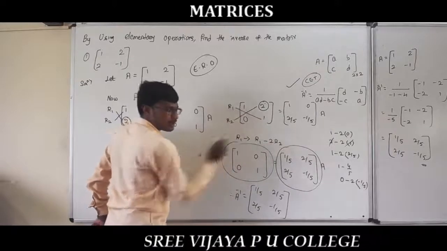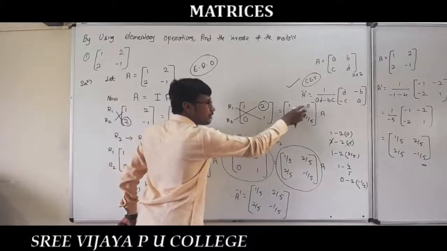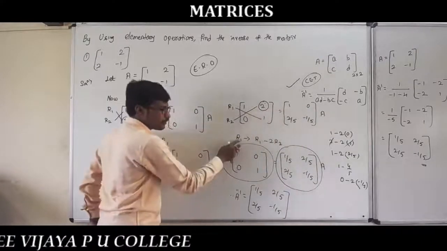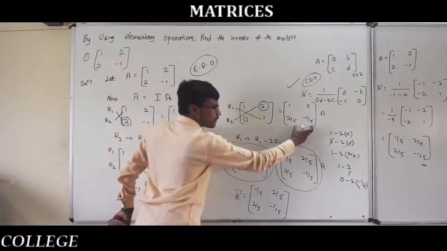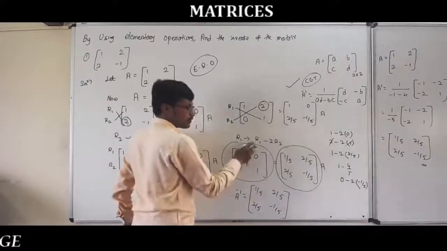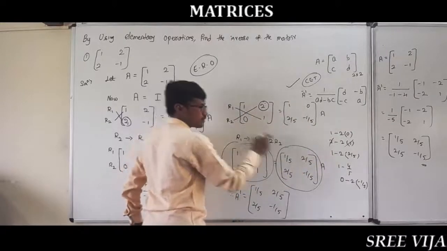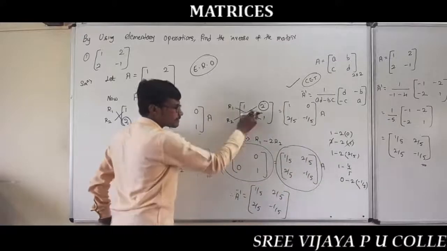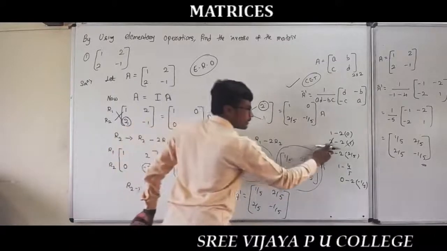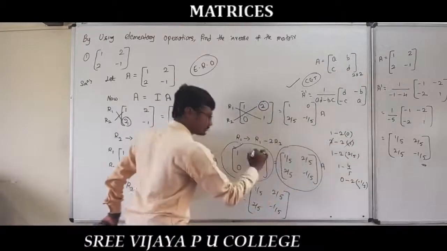R1 corresponding R2. First R1, right? R2 as it is: 0, 1, 2 by 5, minus 1 by 5. Now R1: 1 minus 2 into R2 is 0, 2 into 0 is 0, so 1 minus 0 is 1. Next R1 is 2 minus 2 into R2 is 1; 2 into 1 is 2, 2 minus 2 is 0.